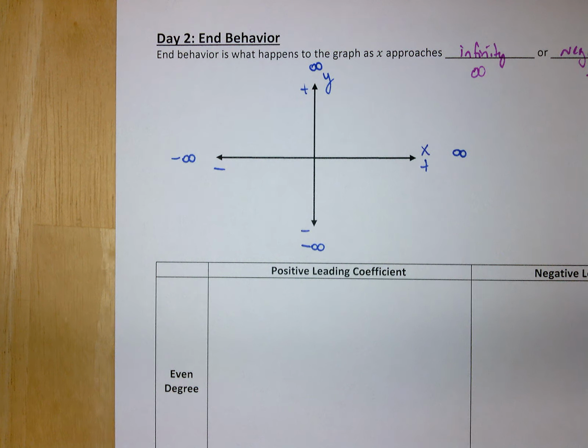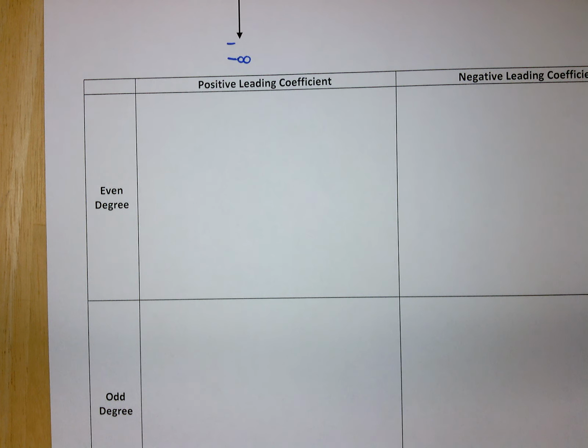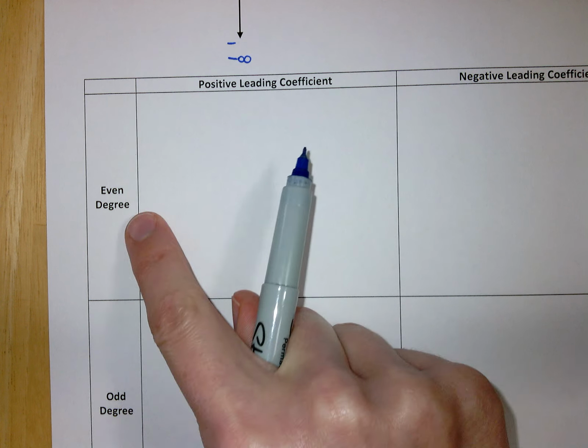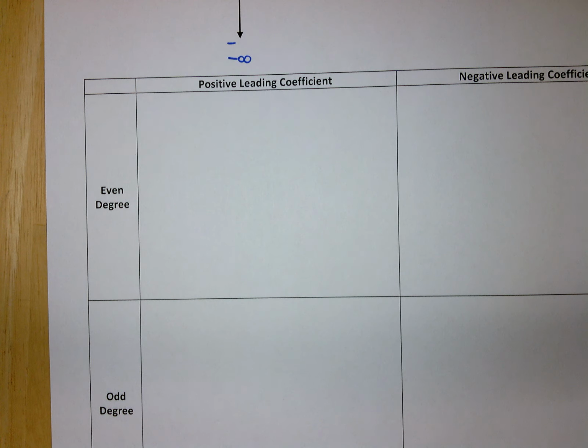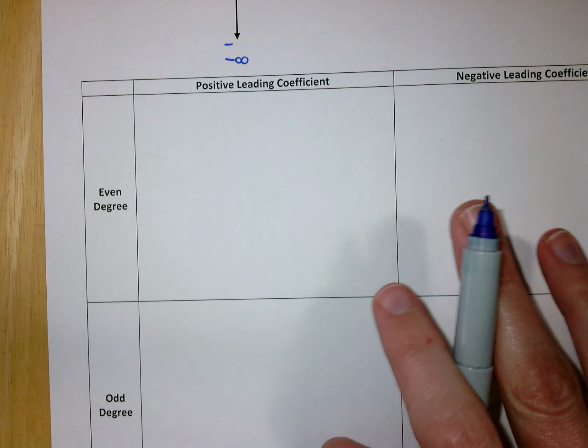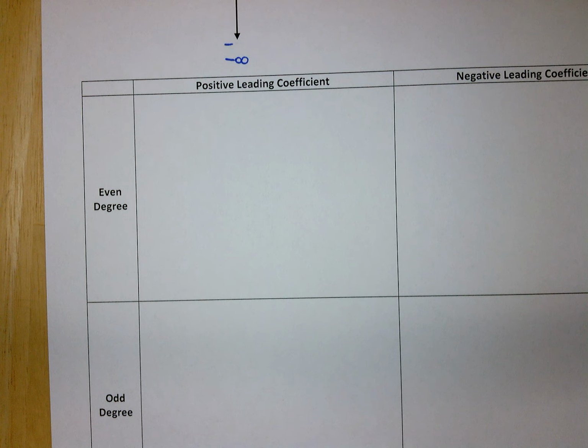Okay? All right, so now that we've established that, there's this lovely little table down here that we're going to fill in, and we're going to talk about what happens as your leading coefficient is positive or negative, and as the degree of your polynomial is even or odd. Okay, so you're not going to want to memorize this table. You're going to want to make sense of this, and once you can make sense of it, these are going to be pretty easy to do.